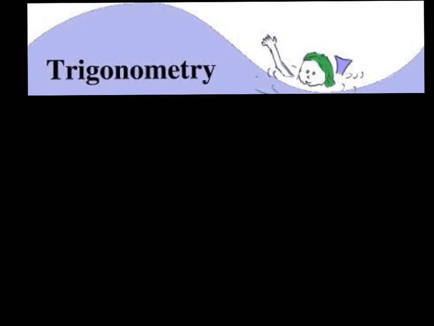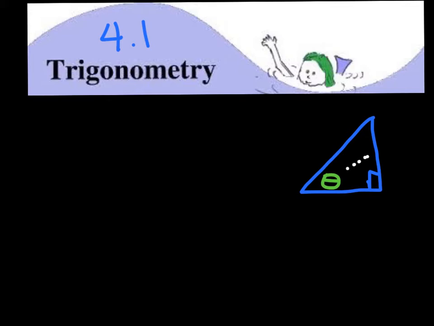This is 4.1, the start of trigonometry. The first thing I want you to do is on your yellow pages, put your trig functions. If we have a right triangle with an angle theta, across from the theta is your opposite side. Next to your theta is your adjacent side, and across from the 90-degree angle is your hypotenuse.